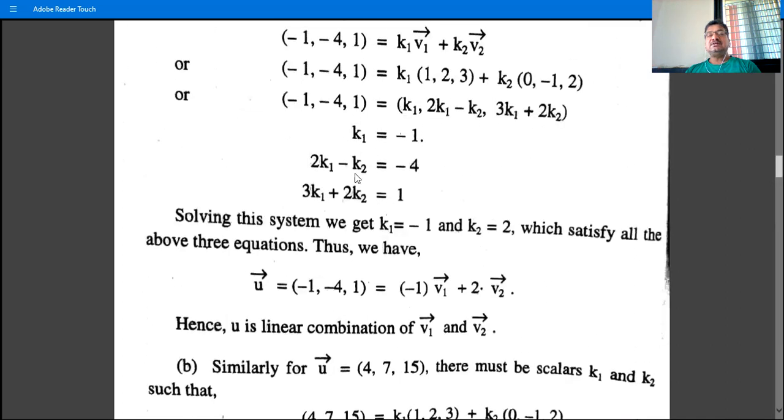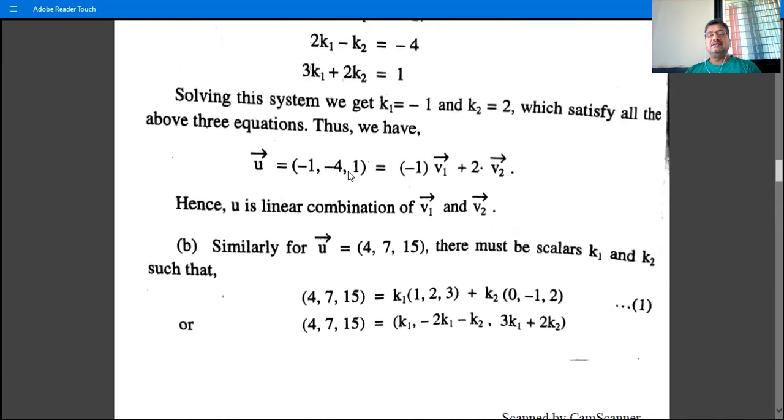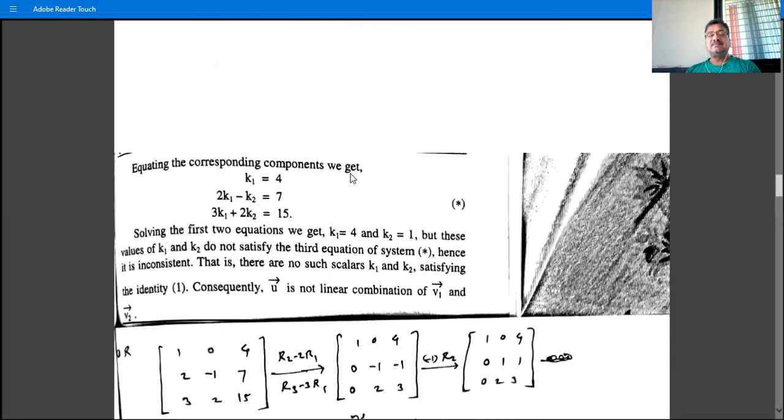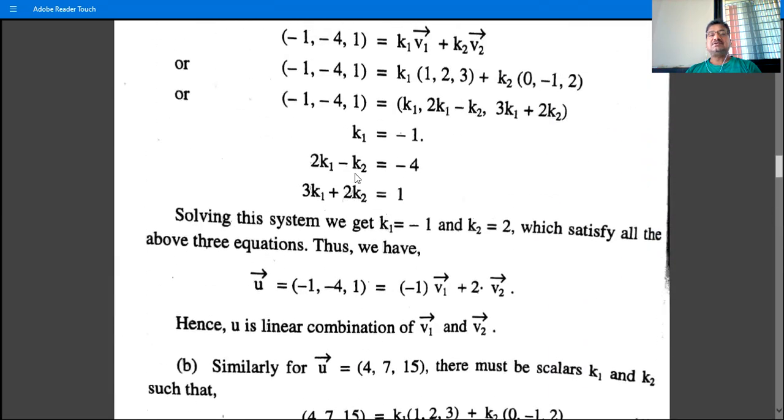So this is the system. Now we have to solve this system and find the values of K1 and K2. There are three equations and two unknowns. So out of these three equations, solve any two equations and find the values of K1 and K2. And if those two values of K1 and K2 satisfy the remaining equation, then we say that this system is consistent. Or directly we write the augmented matrix and convert that matrix to echelon form.